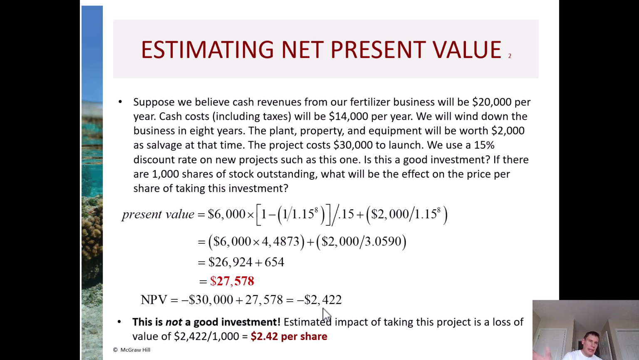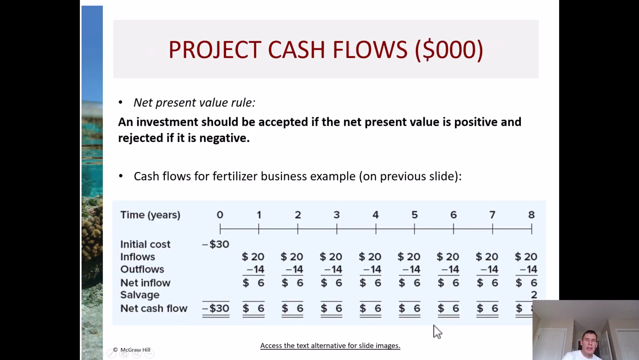It doesn't actually mean we're losing money. It just means we're not hitting the discount rate. So the estimated impact of taking this project is a loss of 2,422 divided by the 1,000 shares, which is $2.42 per share. So an investment should be accepted if the NPV is positive and rejected if it's negative.